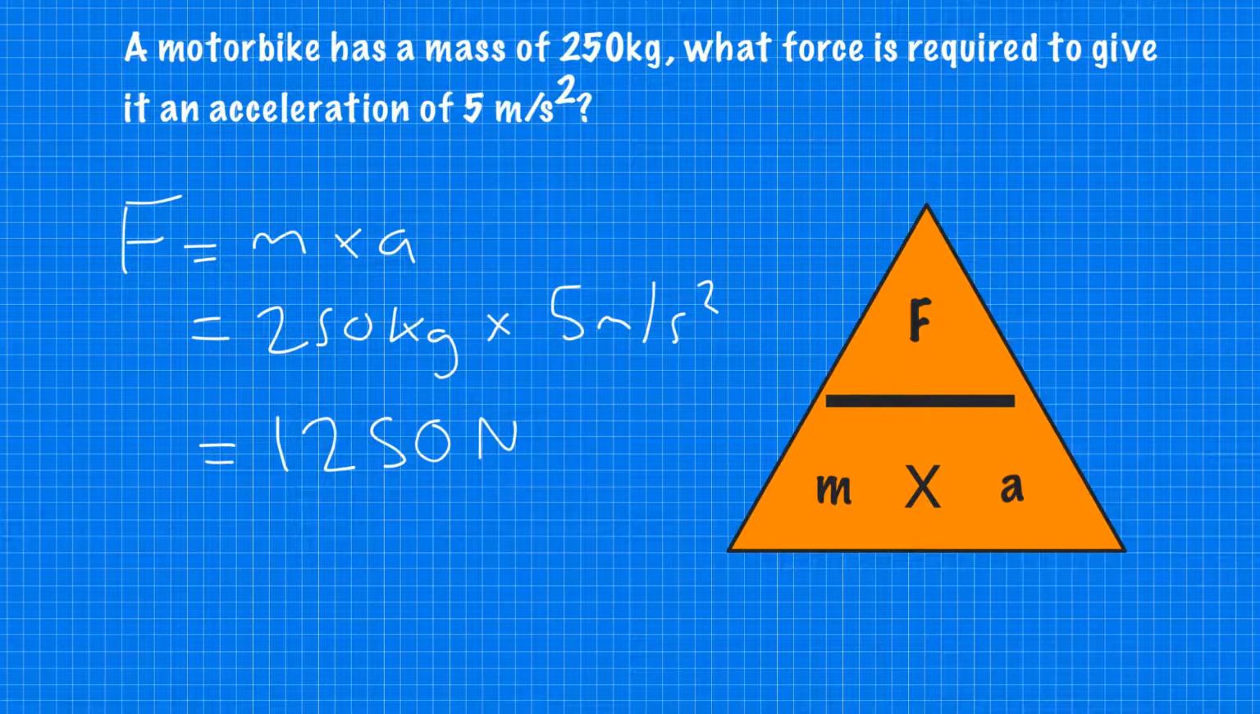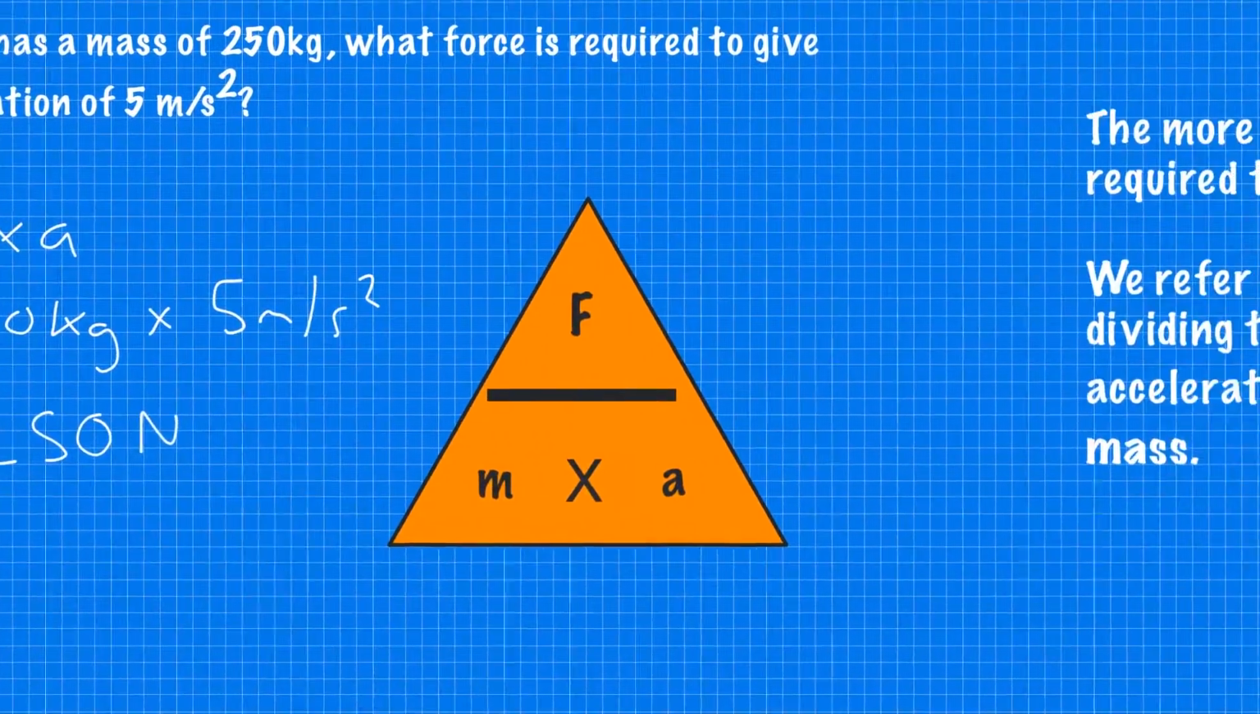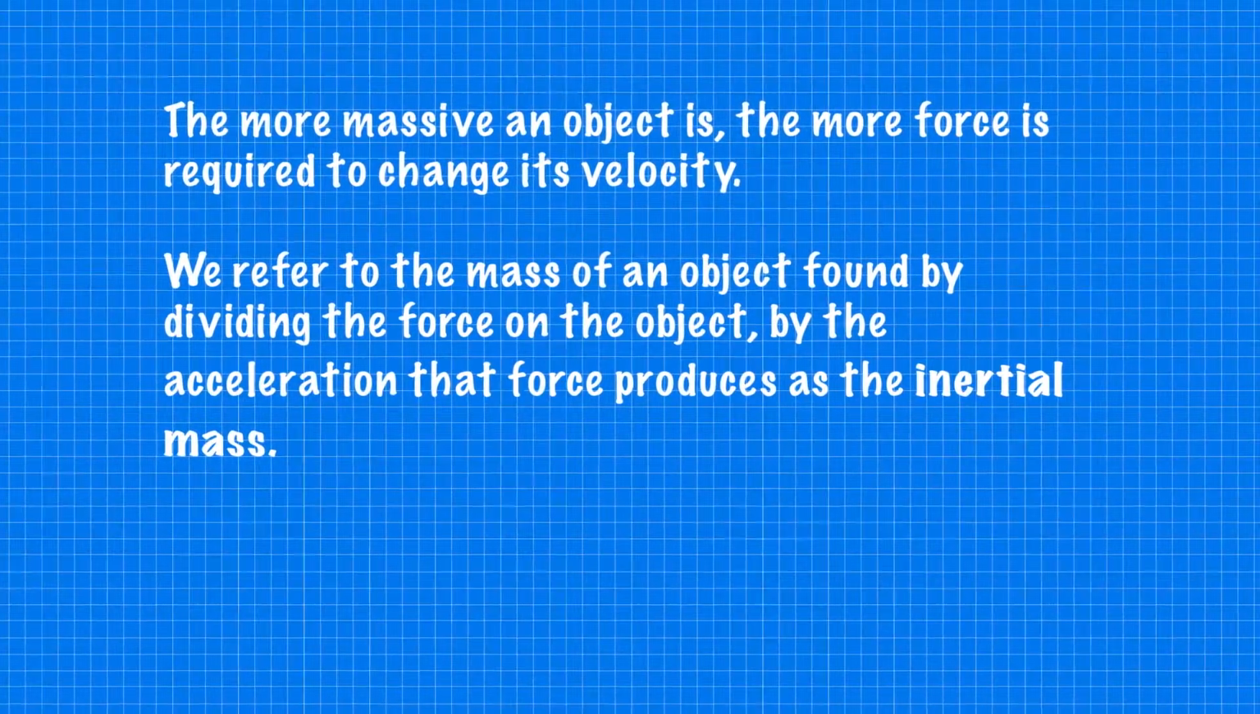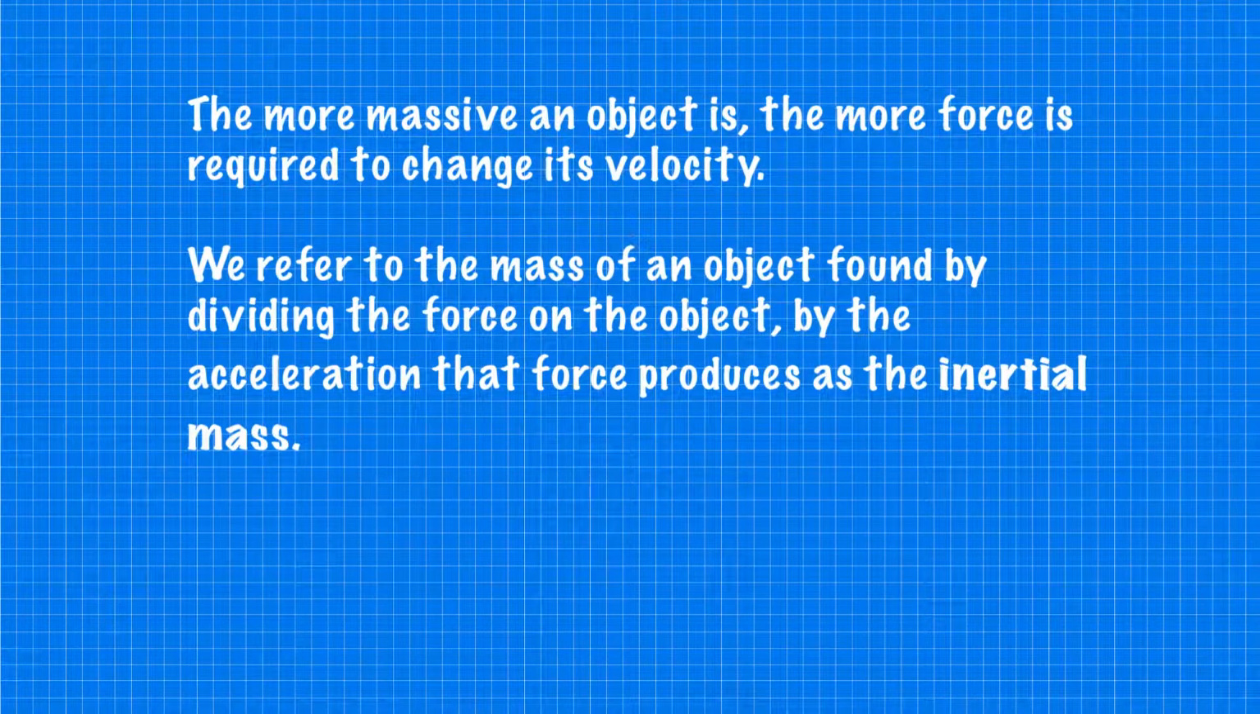One of the key definitions in this topic is that of inertial mass. The more massive an object is, the more force is required to change its velocity. That's what Newton's second law has been discussing. But we can actually refer to the mass of an object that's found by dividing the force that's acting on the object by the acceleration that force produces as the inertial mass.